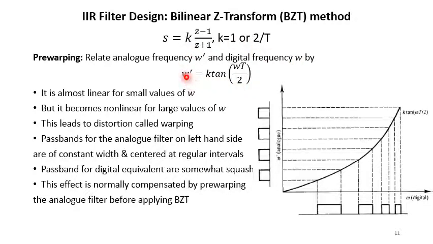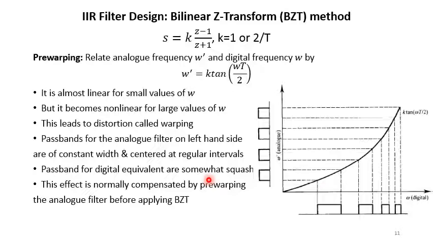So here we'll have omega prime, which is the analog signal frequency, equals K times tan of omega T divided by 2, where omega is the frequency of the digital signal and T is the sampling period. Again, K is not important, so we can skip it and straight away write omega prime equals tan of omega T by 2. The resulting warping method, which we have expressed using this equation, is plotted in this graph here.